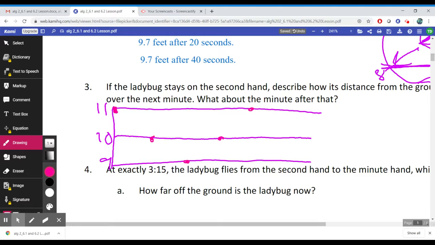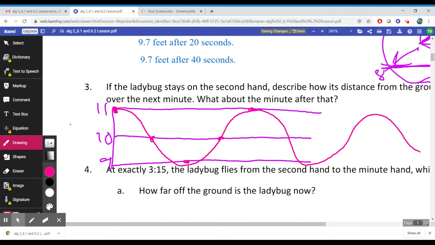So the motion of the ladybug in terms of its height off the ground is actually going to be this repetitive function where it repeats back on itself after every minute. It starts at 11 feet, it lowers in height until it gets to 9 feet after 30 seconds, and then it starts increasing in height again until it reaches 11 feet. And then that motion is just going to repeat for every minute that passes.